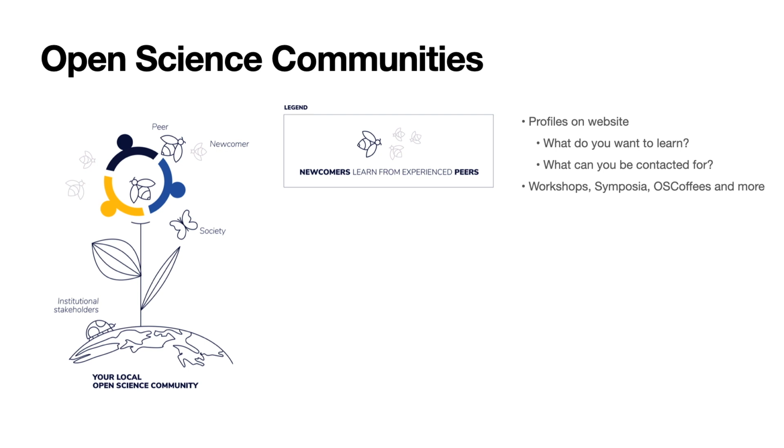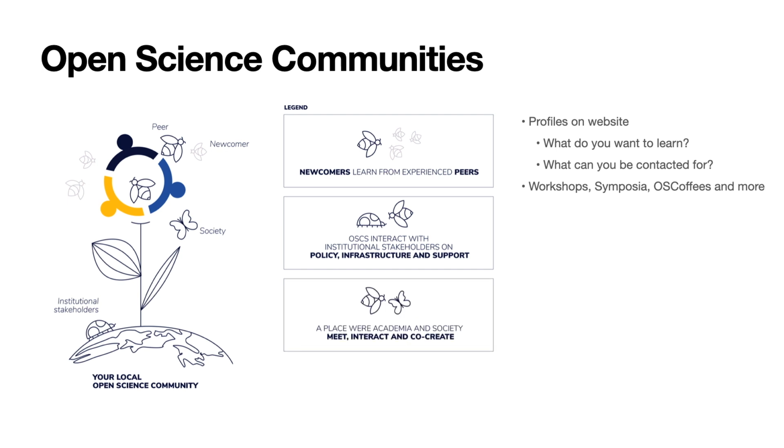So that's the key goal of the open science community, to stimulate this knowledge exchange amongst peers, and in particular between newcomers and more experienced peers. But an open science community is also a place where members of the community can interact with institutional stakeholders, for example, on policy or infrastructure or support services. So this is basically the middle layer of the pyramid that I described in one slide before, where they can interact with the top layer and with the bottom layer.